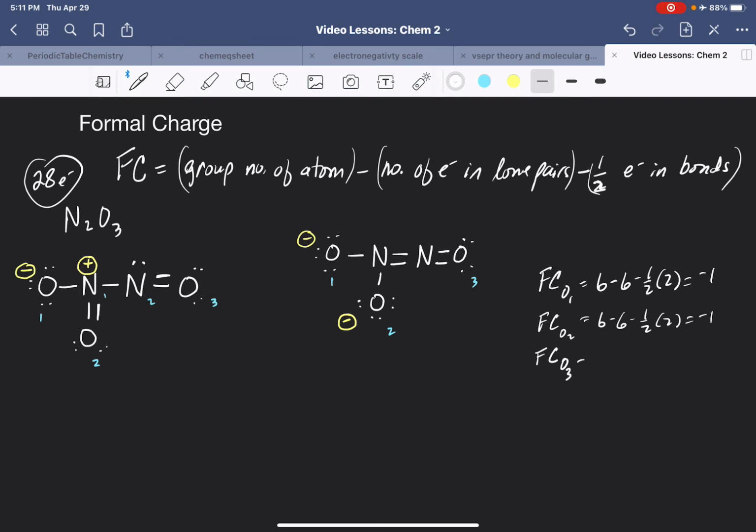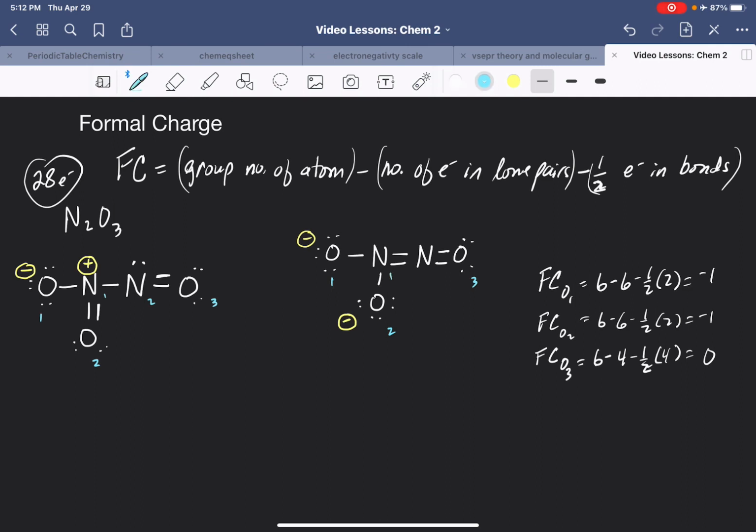Formal charge on oxygen 3, again, group number 6. The number of electrons in lone pairs, that is 4, minus 1/2 of the electrons in bonds, that is 4. 6 minus 4 is 2, minus 2 is 0, right? So I put a 0 charge on that. So if our math is correct, we might be able to see that the nitrogens end up having a positive charge.